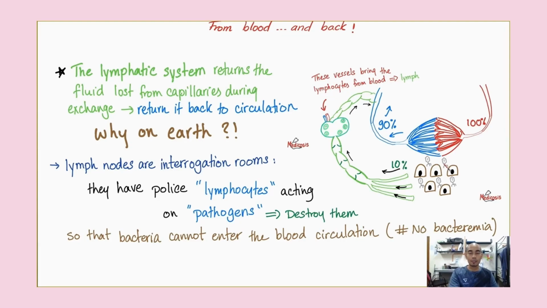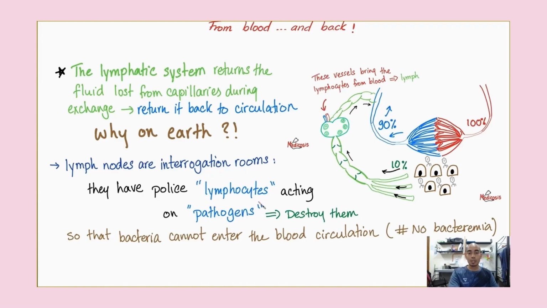They filter those pathogens or any foreign objects to avoid infection. So, what are the components that help to filter the lymph fluid in the lymph node? They are the lymphocytes and also some macrophages. The lymphocytes are like the police, so we can imagine the lymph node like the interrogation room.